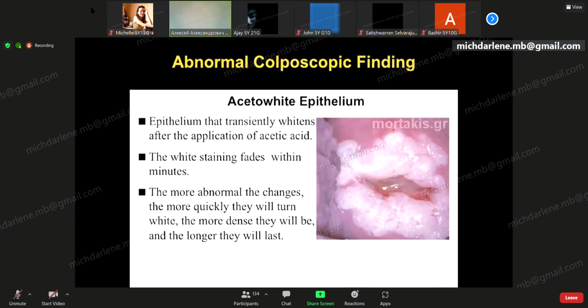Here is some of the abnormal colposcopic findings. Aceto-white epithelium: epithelium that transiently whitens after application of acetic acid. The white staining fades within a few minutes. The more abnormal the changes, the more quickly they will turn white, the more dense they will be, and the longer they will last.